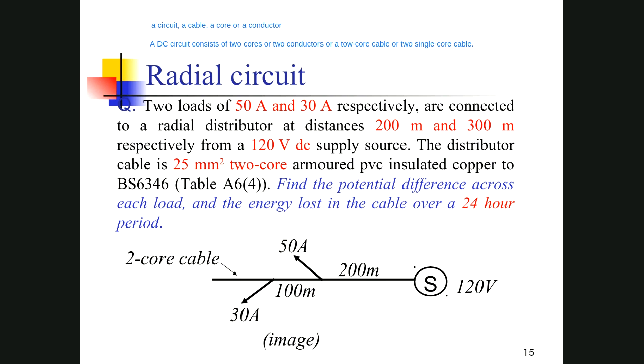Or two-core cable or two single-core cables. So this statement is very important for you to understand the questions. Repeat, a DC circuit consists of two cores or two conductors, or we say a two-core cable or two single-core cables. So that's the difference between a circuit, a cable, a core, a conductor, and their relationships.